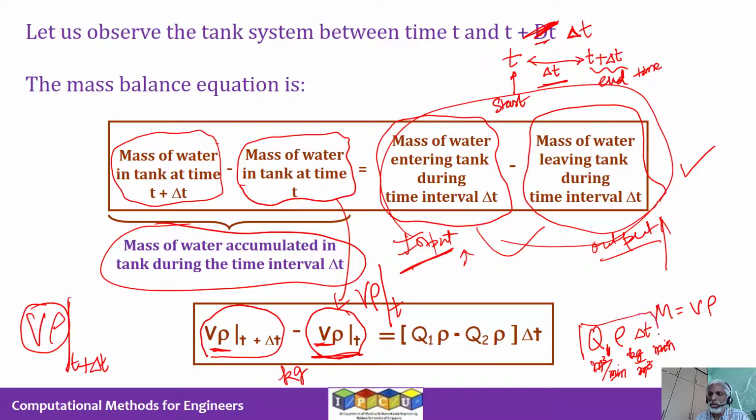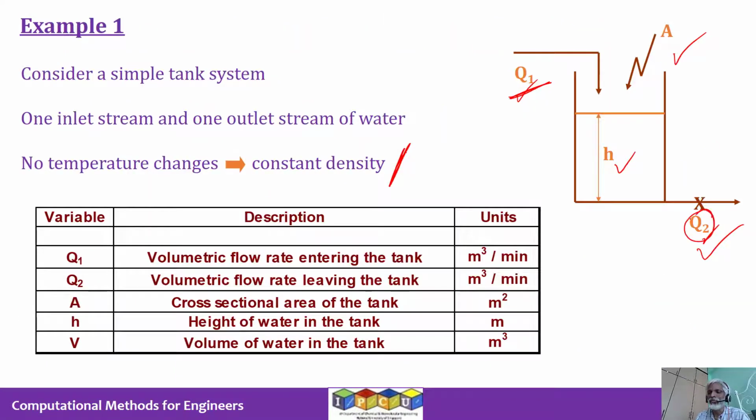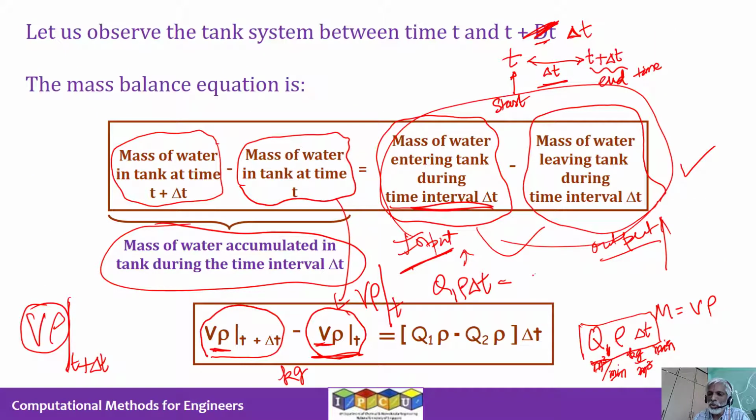So Q1 rho delta T gives us the mass of water that has entered the tank during the time interval delta T. So Q1 rho delta T is this term, minus the mass of water that has left the tank during the time interval delta T. A very similar idea. The stream that is flowing out has a flow rate of Q2. That's the symbol. So it is going to be Q2 multiplied by rho multiplied by delta T.